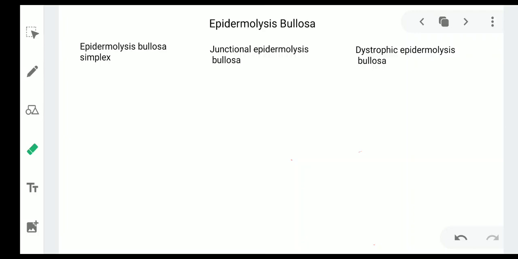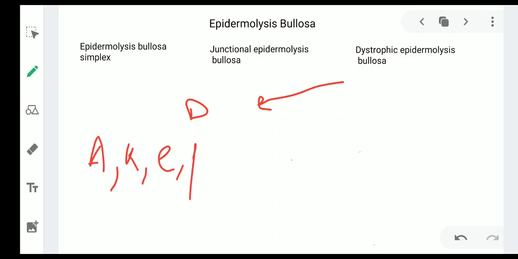Now, coming to the third type, that is dystrophic epidermolysis bullosa. In this, we have two types: one is dominant and the other is recessive. In the dominant type, the onset occurs in infancy. There are blisters on ankles, knees, elbows, feet, and head. Nails are thick and dystrophic.